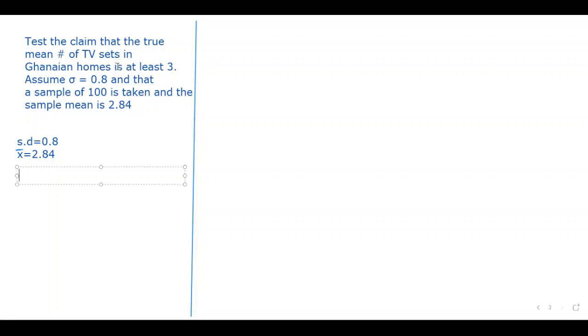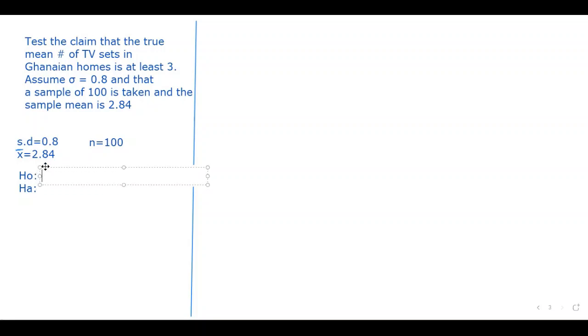Let's move on to formulate our hypothesis. We move to H0, then HA. And the sample size, that's the n. Your n is 100.